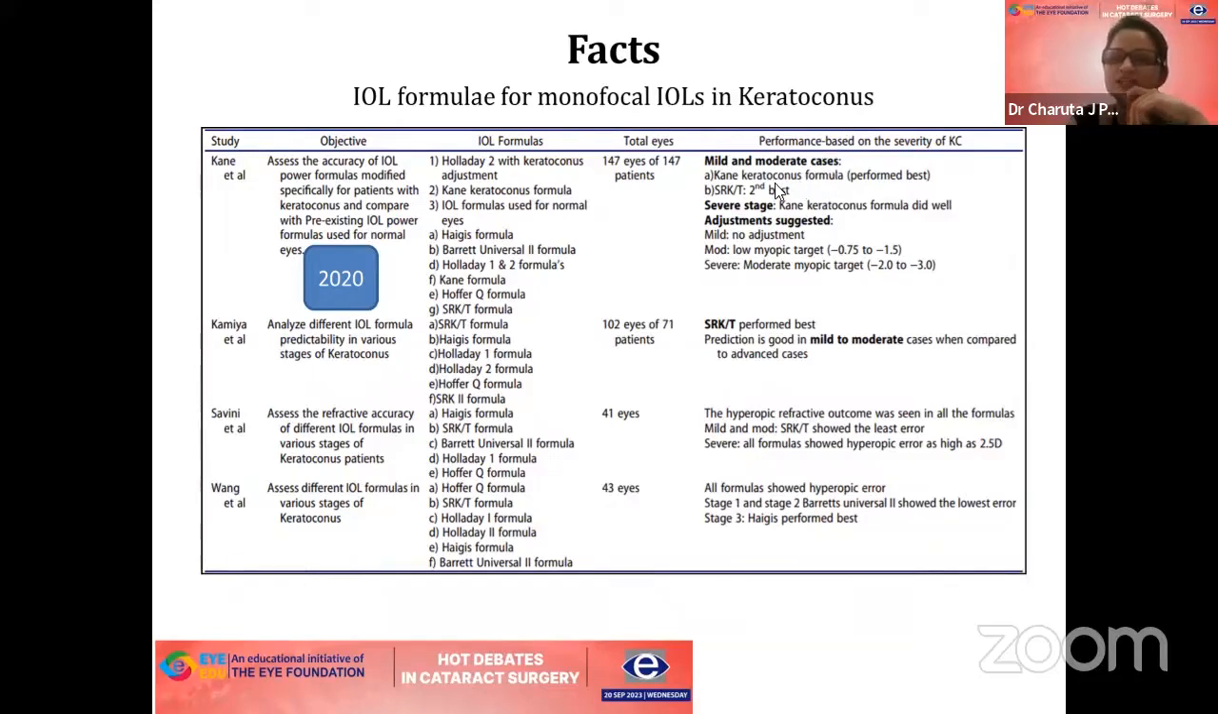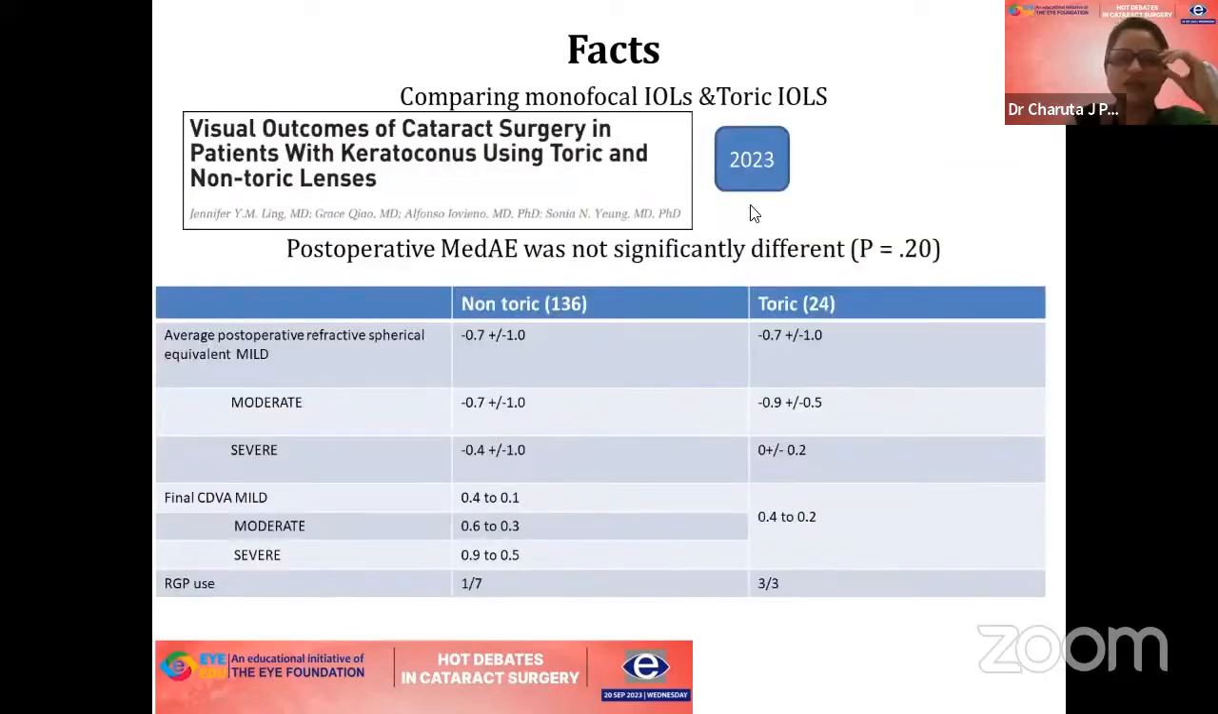There should be no correction in the Kane keratoconus formula. In the moderate, you can target myopia of 0.75 to 1.5, and for severe cases, -2 to -3 should be aimed. Now, this is the only study which has actually compared normal IOL formulas with IOL formulas that are specially designed for keratoconus patients. And with all this in mind, we are only talking about monofocals here.